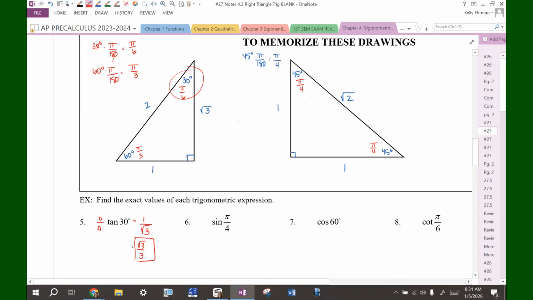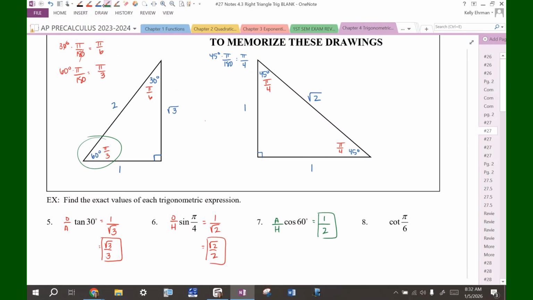Sine of pi over 4. It does not matter which pi over 4 angle you look at because they both have the same opposite and adjacent. Sine is opposite over hypotenuse. So the opposite of pi over 4 is 1, and the hypotenuse in that triangle is radical 2. And then we always simplify to radical 2 over 2. Cosine of 60 degrees. So find 60 degrees. Here it is. Cosine is adjacent over hypotenuse. So what's adjacent to 60 degrees? 1. And what's the hypotenuse? 2. 1/2. Nothing to simplify, nothing to rationalize.